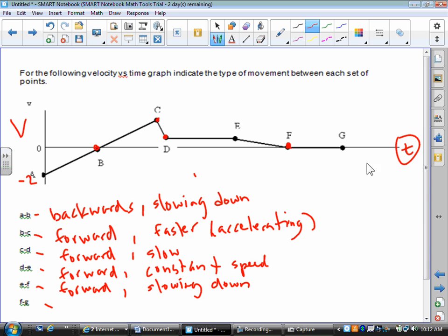And then the last one, FG, is what? It's a constant speed of what? Which means what about the person? They're stopped. They're stopped where they're at. They're stopped. Not slopped. Stopped.